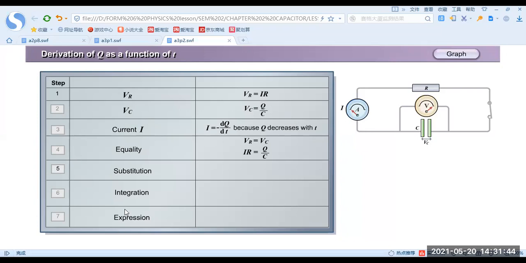So IR equal to Q over C, and by substitution, we get negative R dq over dt equal to Q over C. And integrating both sides, we get that Q is equal to Q naught e negative t over RC. Just now it was 1 minus something, right? Now it is normal, not 1 minus. This is the formula for the charge Q during discharging of a capacitor.